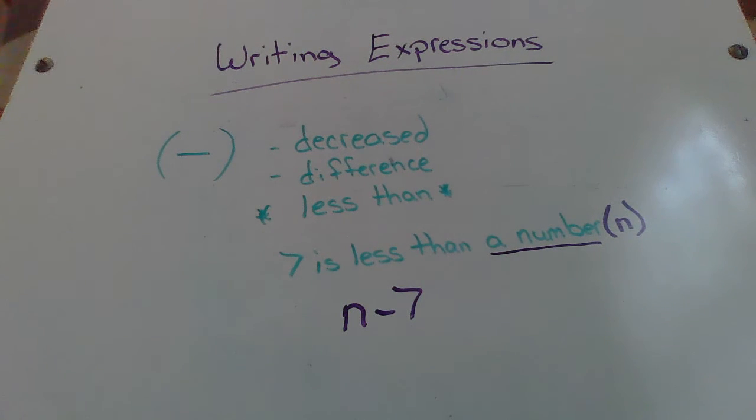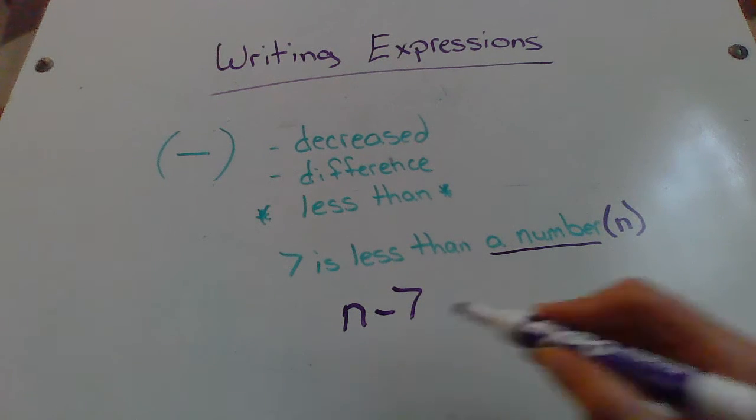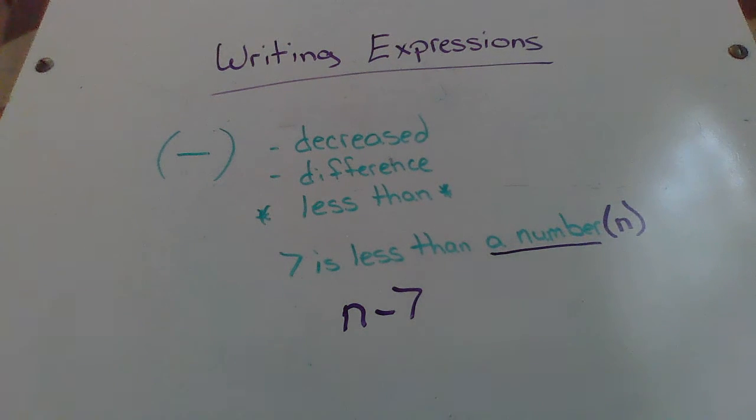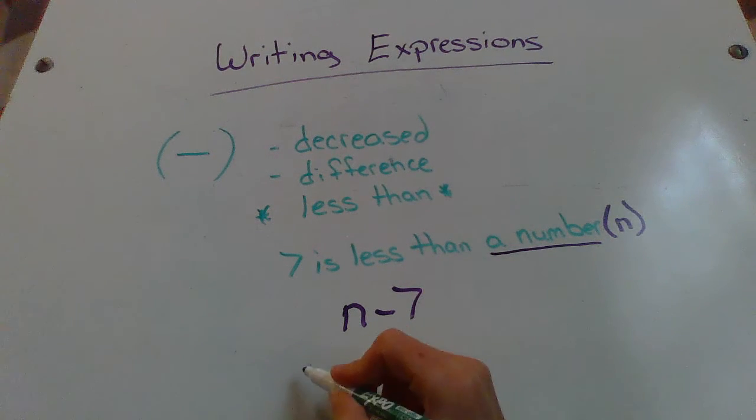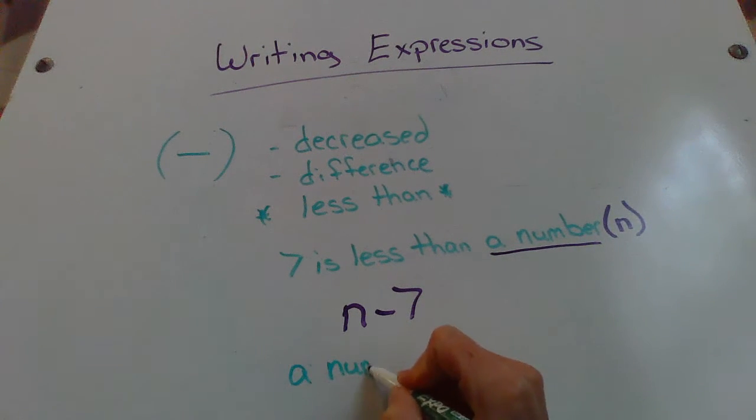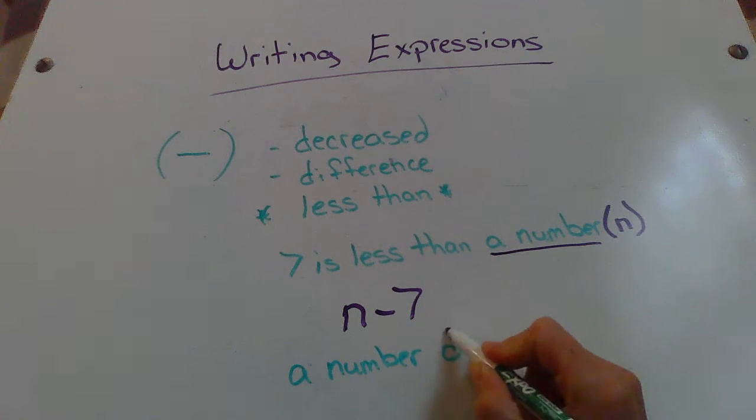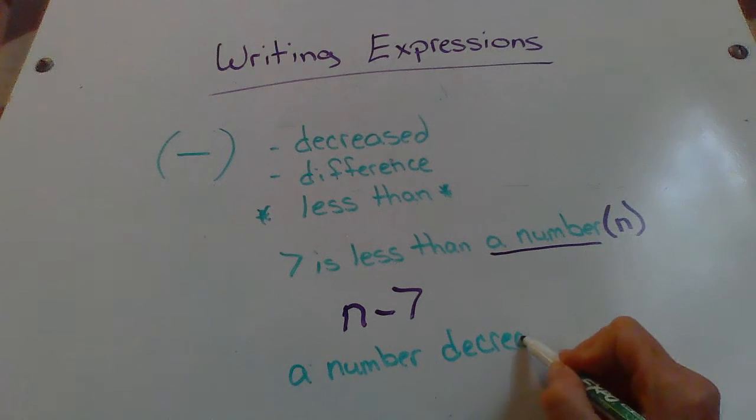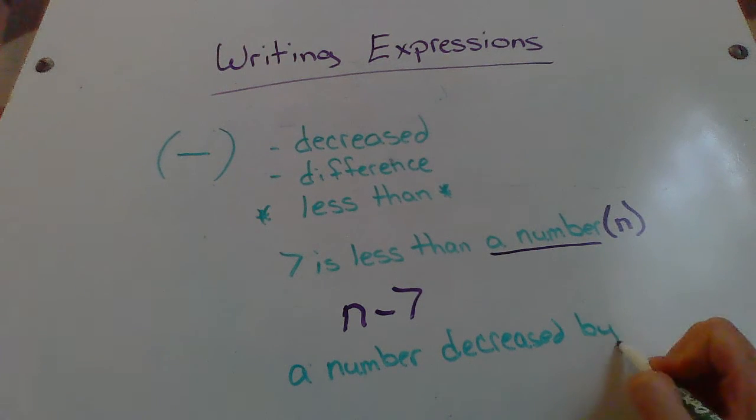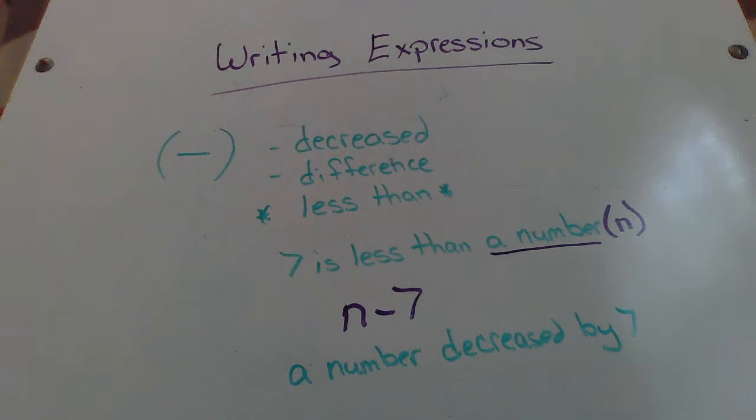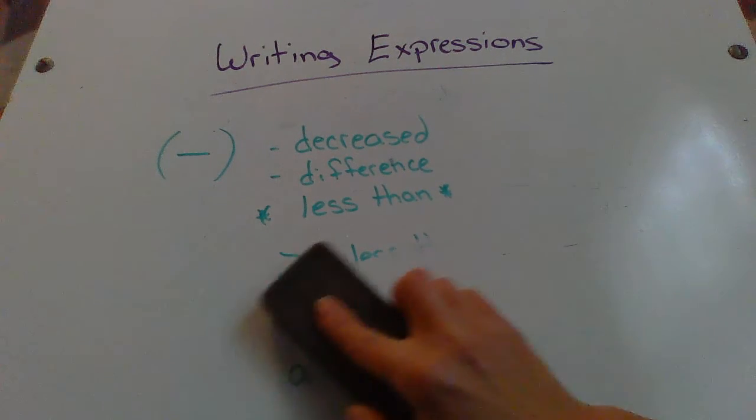You might also see a number that would give you the same exact algebraic expression as this. You could say a number decreased by 7 would also be n minus 7. The difference of a number and 7 would also be n minus 7. So that's one of the tricky ones for subtraction, is that word less than. And again, it is on the chart on your reteaching 2-1.